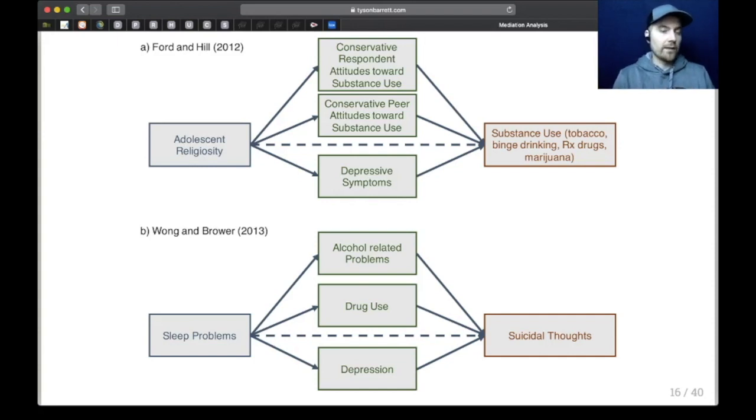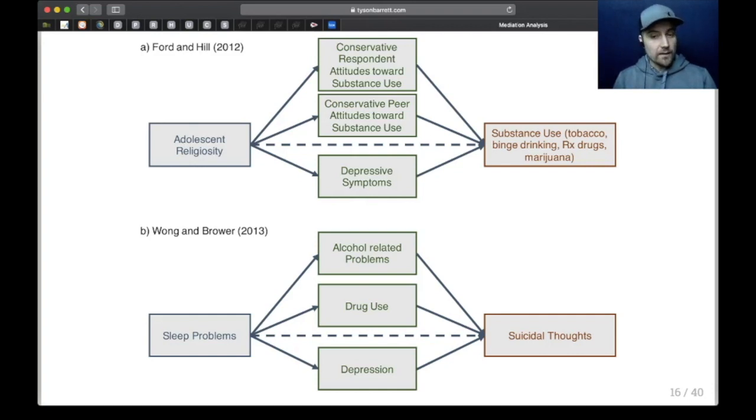Another one with Wong and Brower, you have sleep problems as the predictor, and that affects alcohol-related problems, drug use, and depression, which then affects suicidal thoughts. In both of these, you can see how a main predictor, something we're really interested in, we know that sleep problems ultimately affect suicidal thoughts, but we may want to understand, how does that happen?